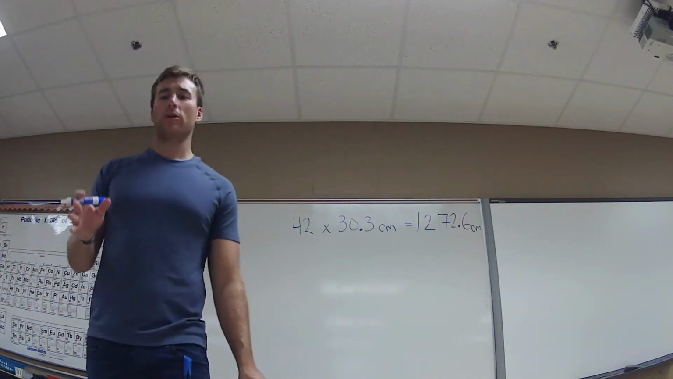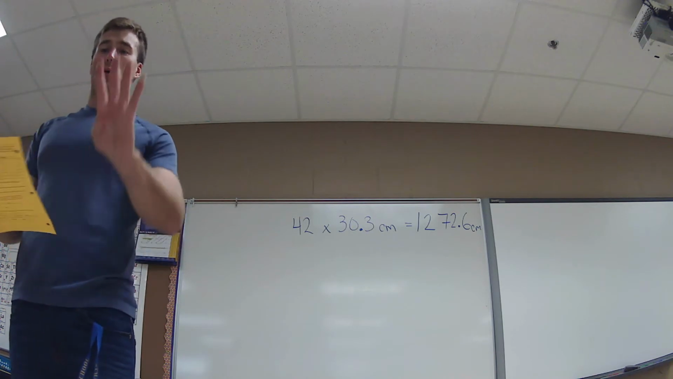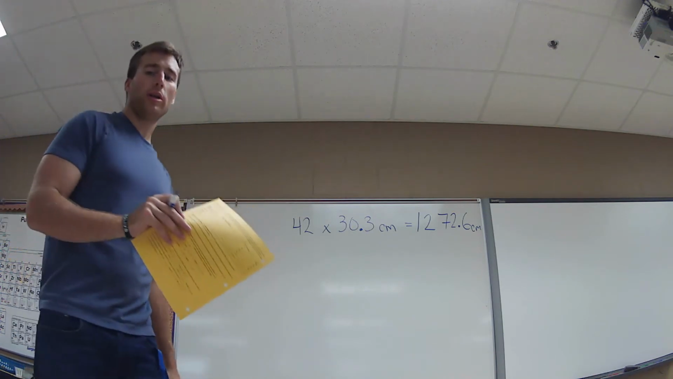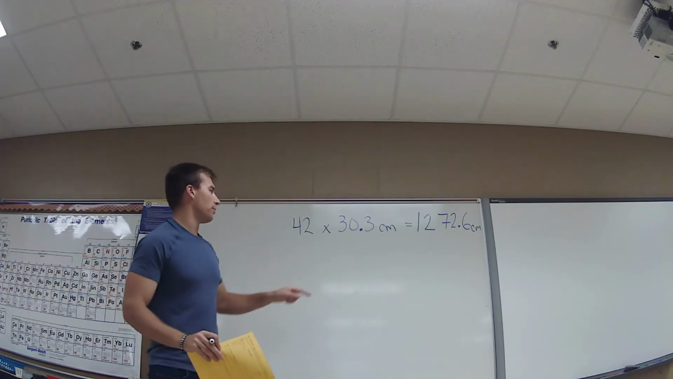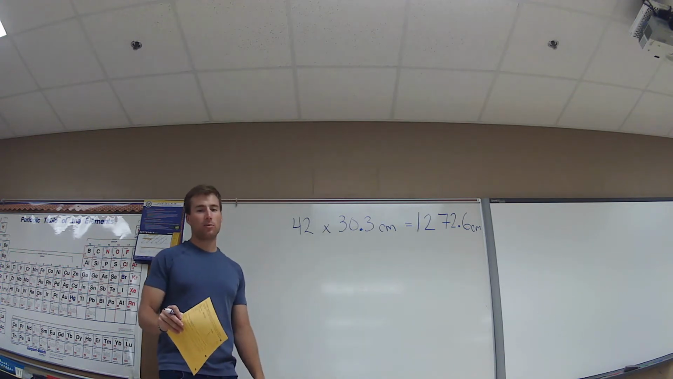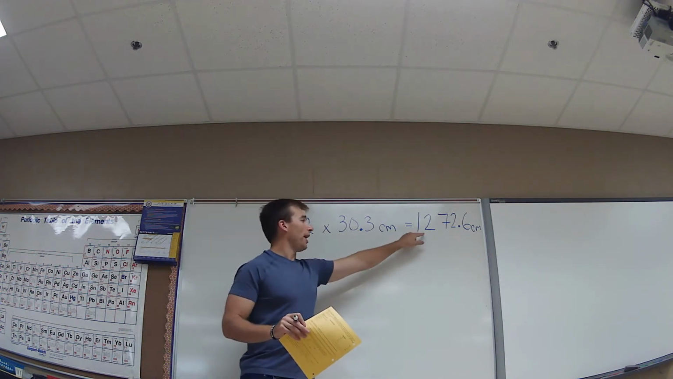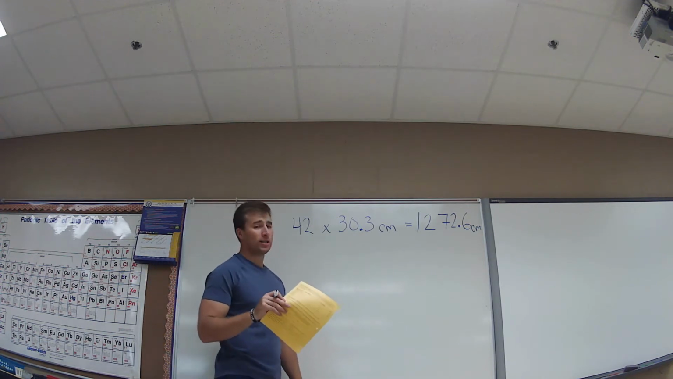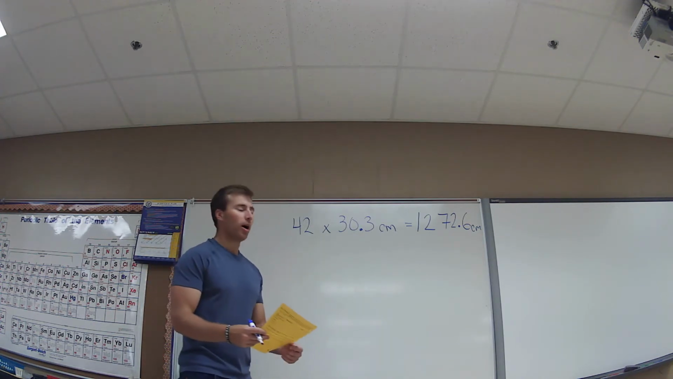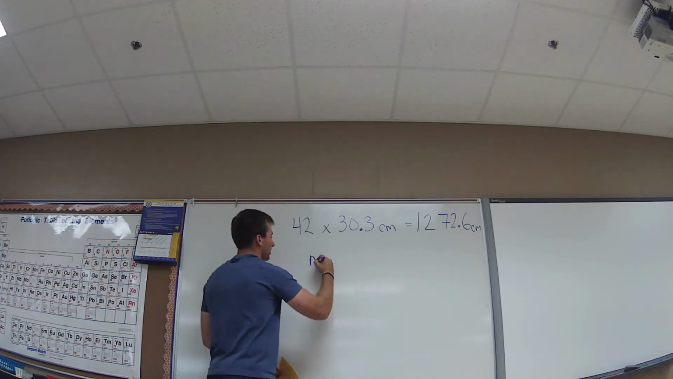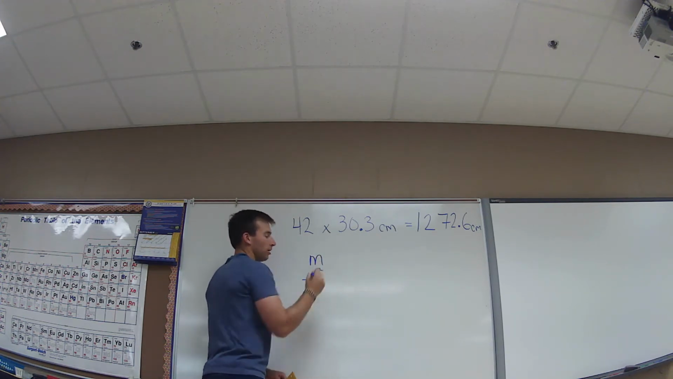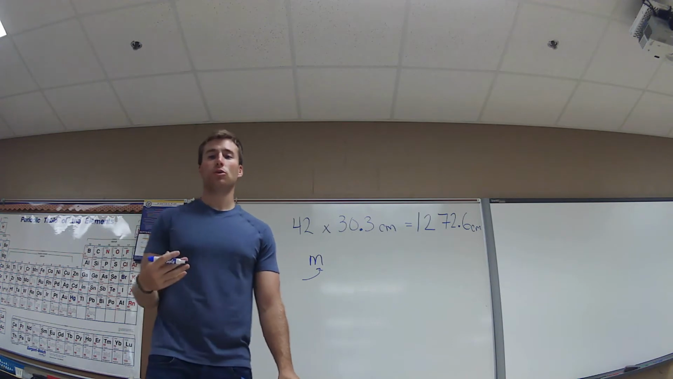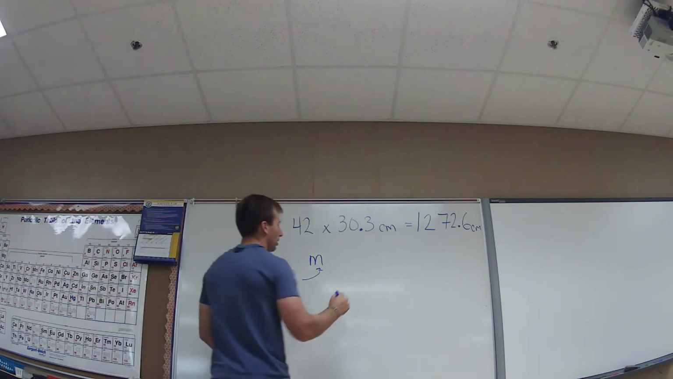So hopefully you figured this one out, and you took the 42 tiles that we started with, and then you multiply that by our 30.3 centimeters per tile. That gives you an answer of 1,272.6 centimeters. But we want our answer to be in meters, right? So what do we need to do? We need to do a little bit of conversion.